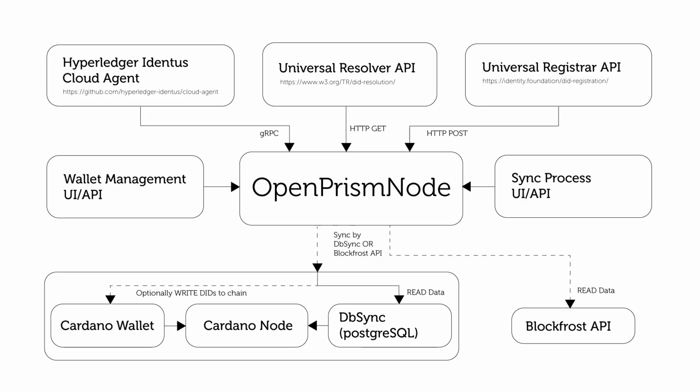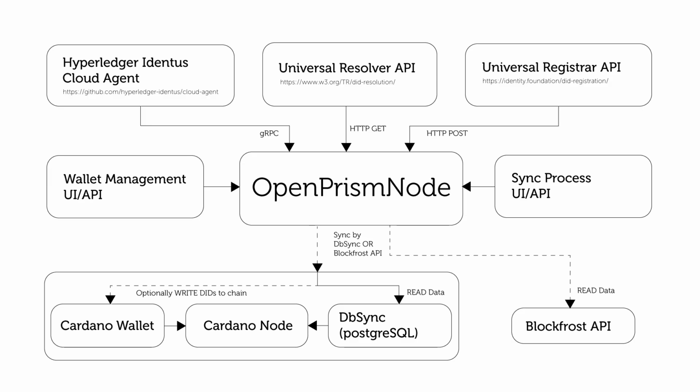From an architectural point of view, the OpenPrismNode, or OPN, sits in between the Atala Prism Cloud Agent, which was later renamed to Hyperledger Identus, and the Cardano blockchain itself. While the old IOG node was only working with the Cloud Agent, our new version offers standard compliant APIs to not only resolve DIDs, but also create, update, and deactivate those without using any kind of software from the Identus stack. But it is nonetheless compatible, making it easy for anyone to switch over if they want to do so.